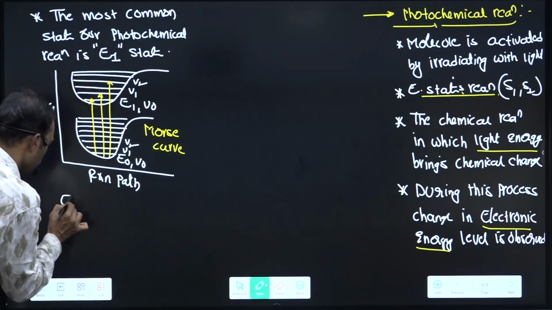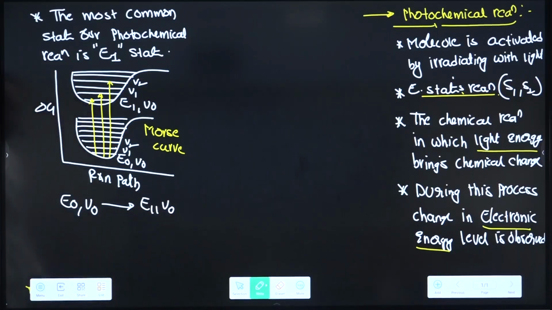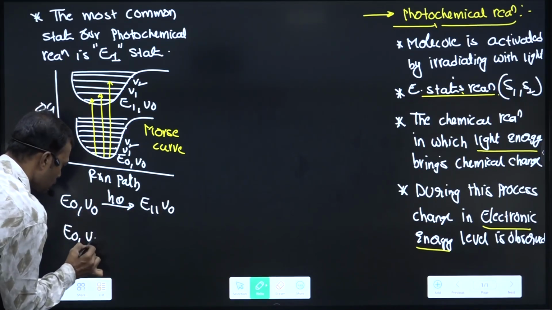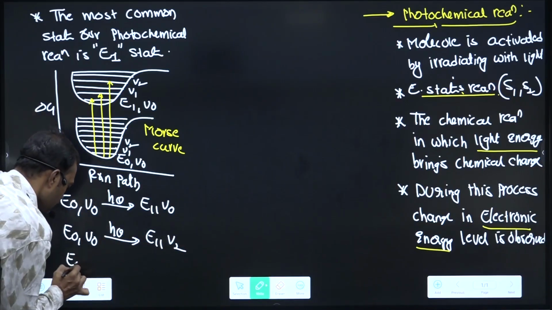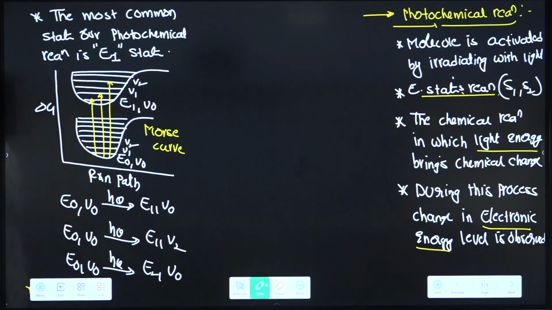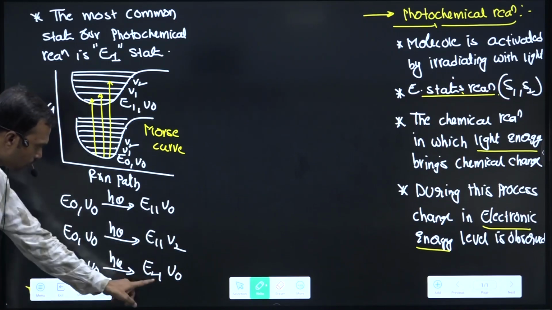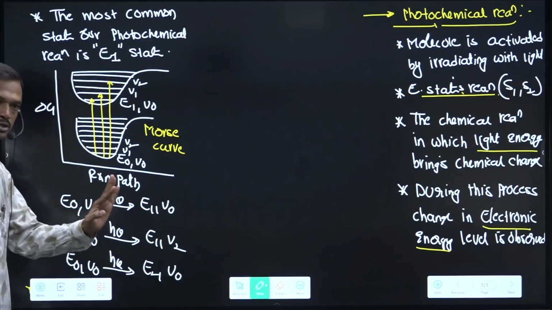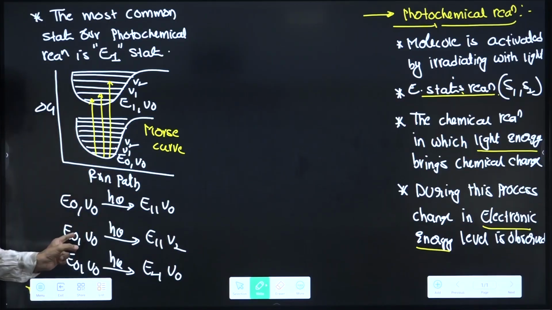Now, is it possible photochemically to show the reaction E0, V2 to E1, V1? Photochemically possible or not? Yes, photochemically possible. So E0, V2, photochemically I want to bring to E1, V2, possible? Yes. E0, V2 photochemically to E2, V0, possible? Yes, it is possible. Definitely there is a change in electronic energy level. E0 to E2, E0 to E1. The vibrational level may be the same or different, acceptable.